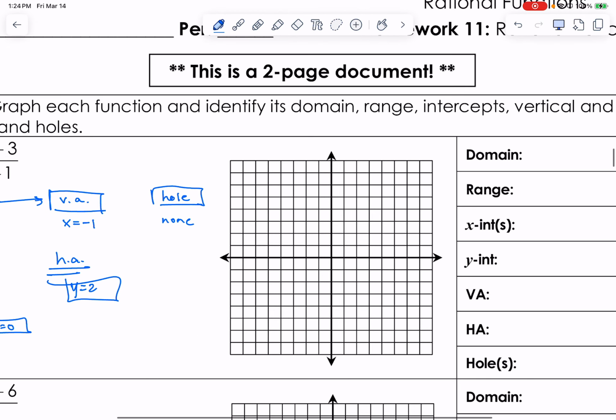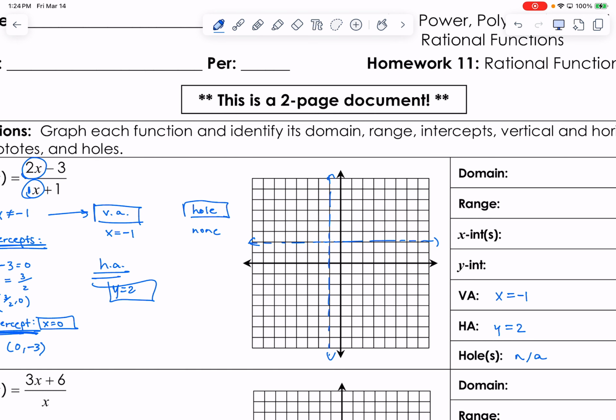All right, so there's a VA at -1. This one was pretty simple. VA is at -1. There was no hole, NA. You can just put NA if you want. There was an HA at 2, so an HA at y equals 2. We had a y-intercept at 0, -3. So I'm going to plot a point at 0, -3. That'll be right there. That's going to let me know this boomerang goes right there.